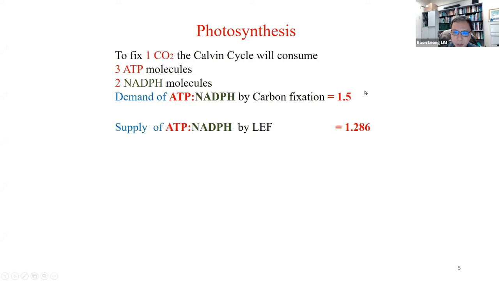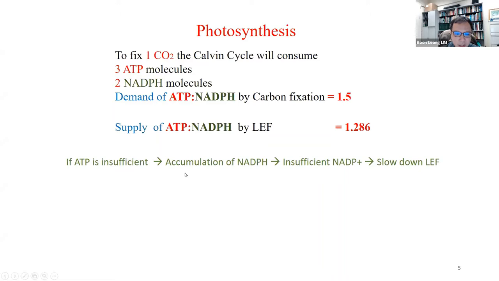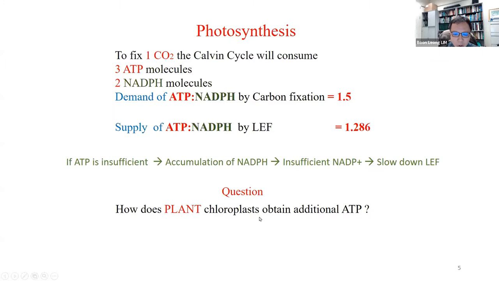If ATP is insufficient, that will cause the accumulation of NADPH, and there will be insufficient NADP, so it will slow down the LEF. So it is important to balance the demand and the supply of ATP and NADPH. Otherwise, there will be a traffic jam. So the question is, how does the plant chloroplast obtain additional ATP? Cyclic electron flow, certainly, but how about ATP import from the cytosol?